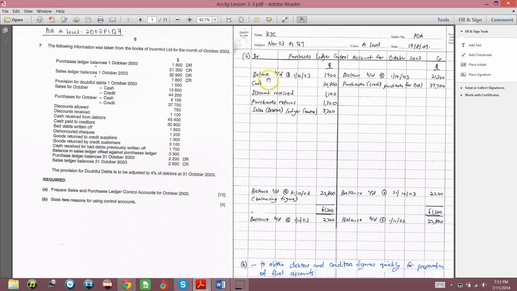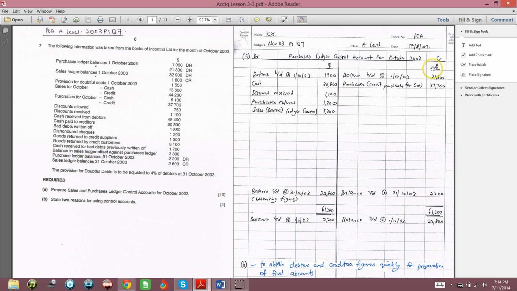Just now I explained that the balance brought down is always on the correct side, the same side as in the balance sheet. So the balance carried down will be on the opposite side. This is a debit balance at the end of the month, so the balance carried down goes here, because the balance brought down has to be on the correct side. So the balance brought down at 31 October 2003 is a debit balance of 2002. Then we have put in all the figures, so the balance carried down will be the balancing figure.